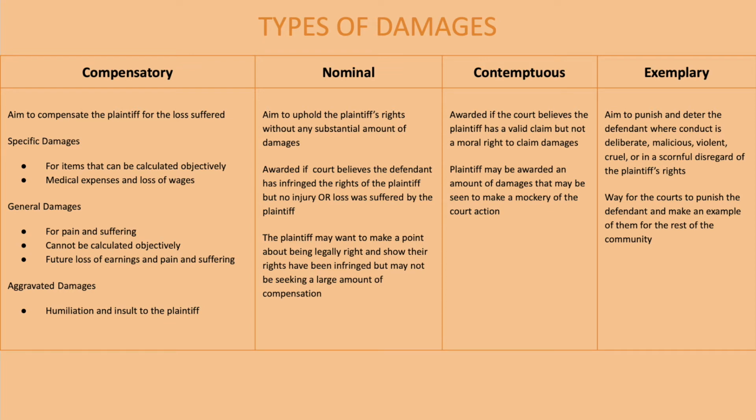Compensatory damages. Compensatory damages aim to compensate the plaintiff for the loss suffered. There are three types: specific damages, general damages, and aggravated damages. Specific damages are for items that can be calculated objectively, for example, medical expenses and loss of wages. General damages cannot be calculated objectively, and some examples include pain and suffering or loss of future earnings. Aggravated damages are for things like humiliation and insult to the plaintiff.